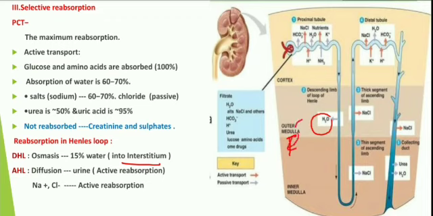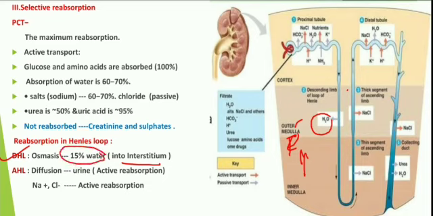This is one property. That's why when the filtrate is coming towards the descending limb, it loses more water. The filtrate becomes more concentrated. This is a very important point: the concentration of the filtrate takes place in the descending Henle's loop due to loss of water. And how much water gets lost? It is about 15 percent.